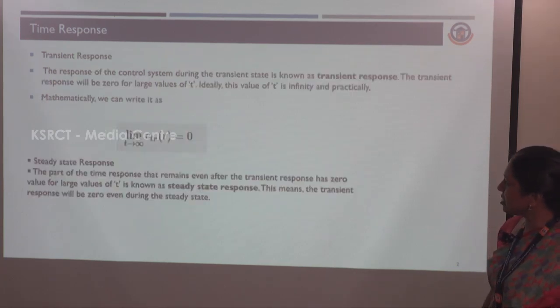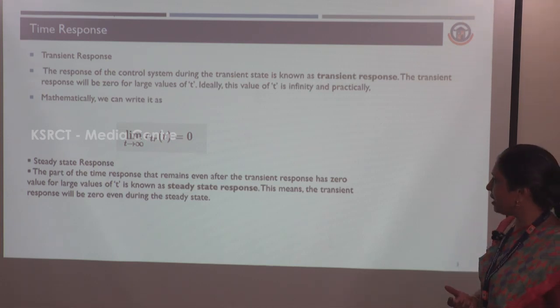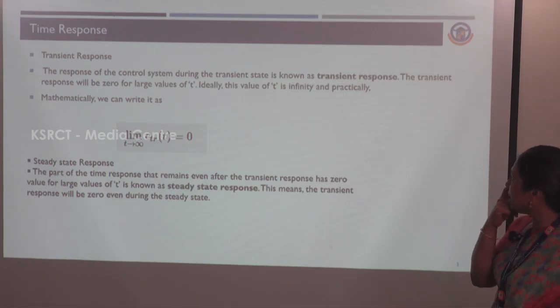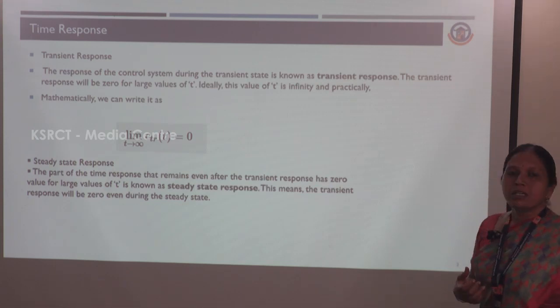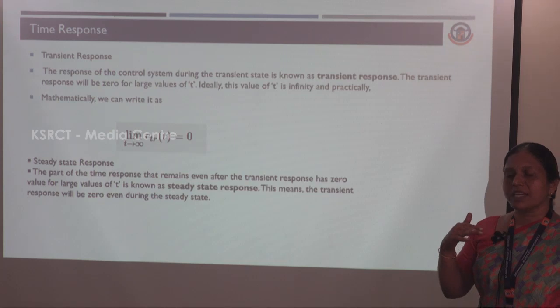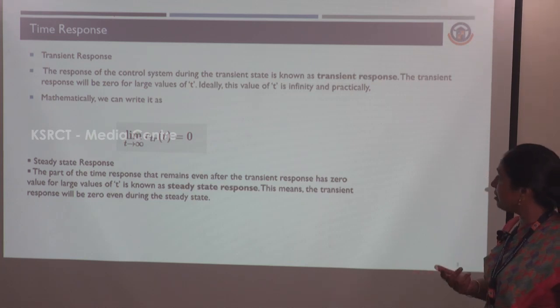So, the transient response dies out when t tends to infinity, that is, limit t tends to infinity, C_tr of t equals 0. So, ideally the t value is infinity, in practice it is large. Steady state response is the part of the time response which, at that time, the response will be a steady value. It reaches the steady value when t tends to infinity.